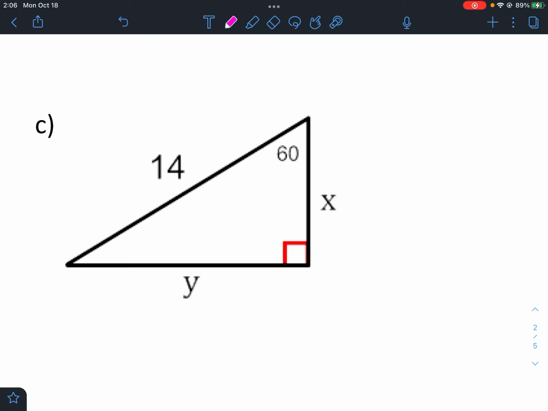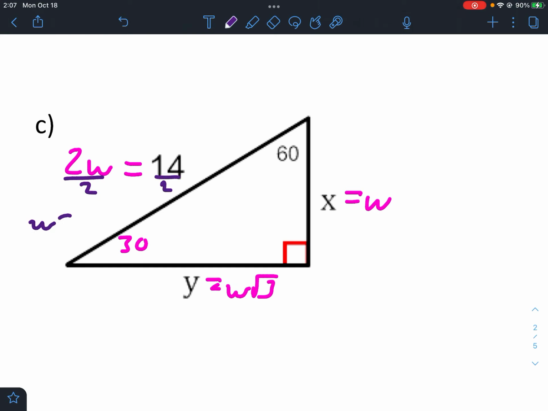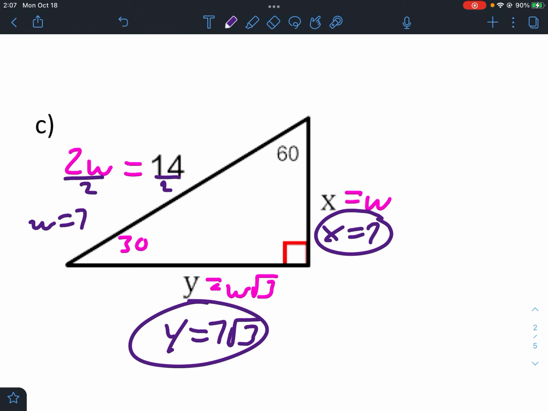Now we have the hypotenuse is 14. Okay, well the hypotenuse is across from the right angle, so that's 2W. This is 60, so across from that is W root 3, which means this must be 30, and across from that is W. So where is the equation to solve? It's right here. Divide both sides by 2, and we get W is 7, which means X is 7, and Y is 7 root 3.